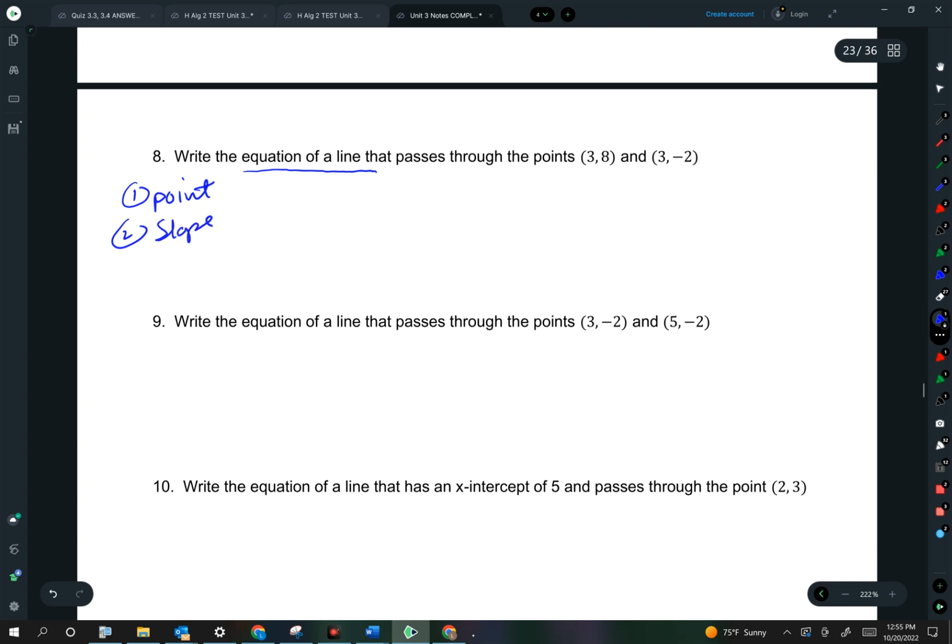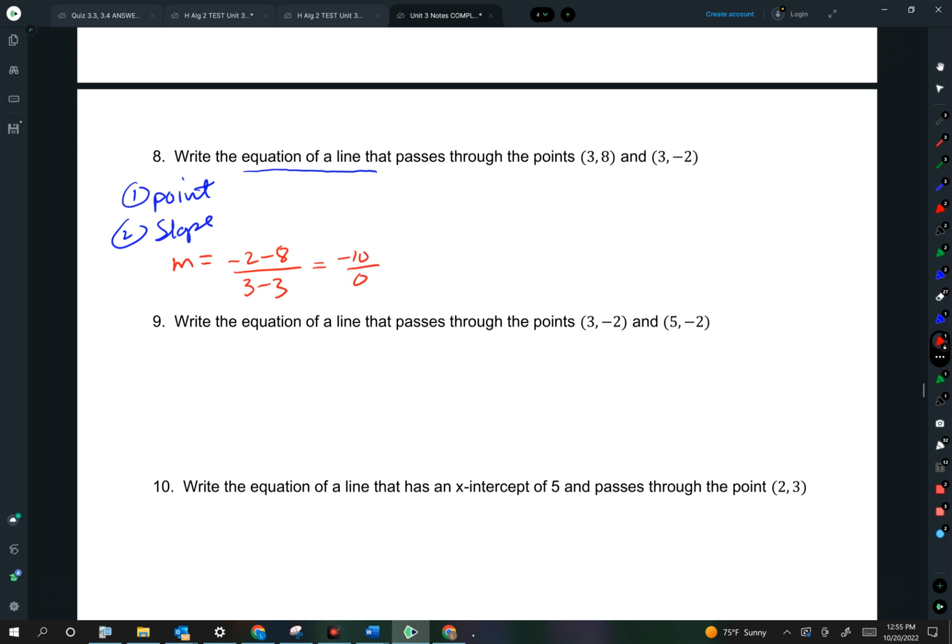All right, I've got a point. I could choose either one. It doesn't matter. And then what I have to do, I need to start with my slope. So if I start finding my slope, I'm going to say m equals, on the top, I'm going to have -2 minus 8. On the bottom, I'm going to have 3 minus 3. And do you see this is going to come out to be -10 over 0?